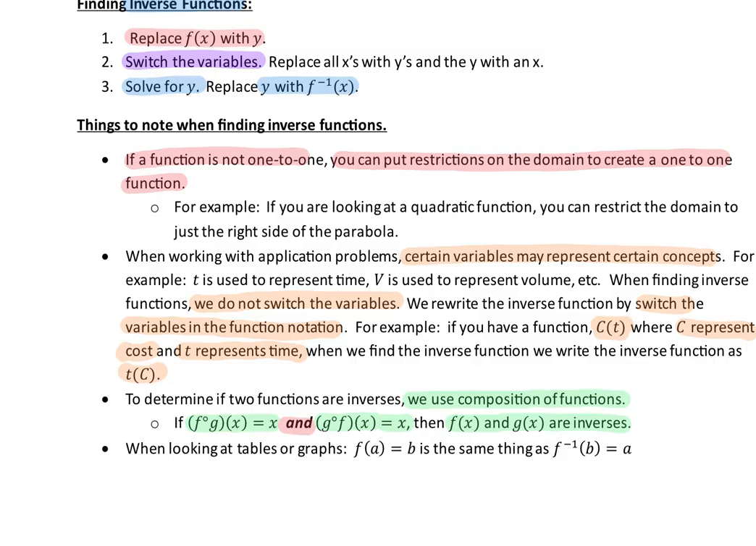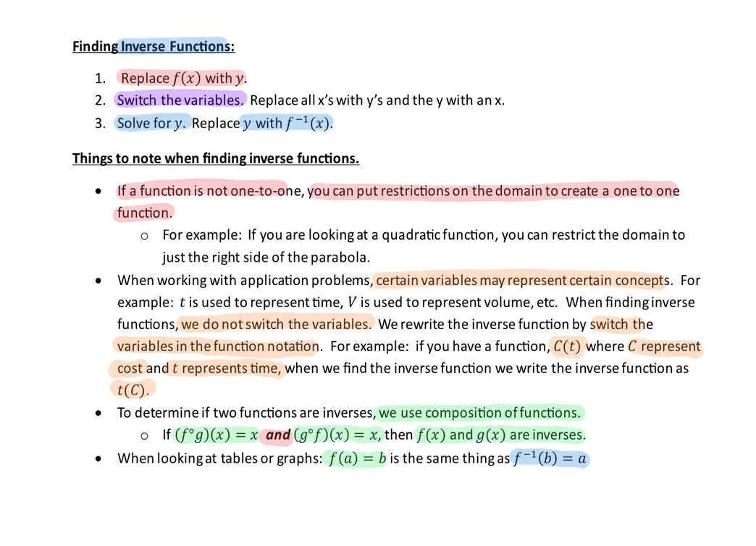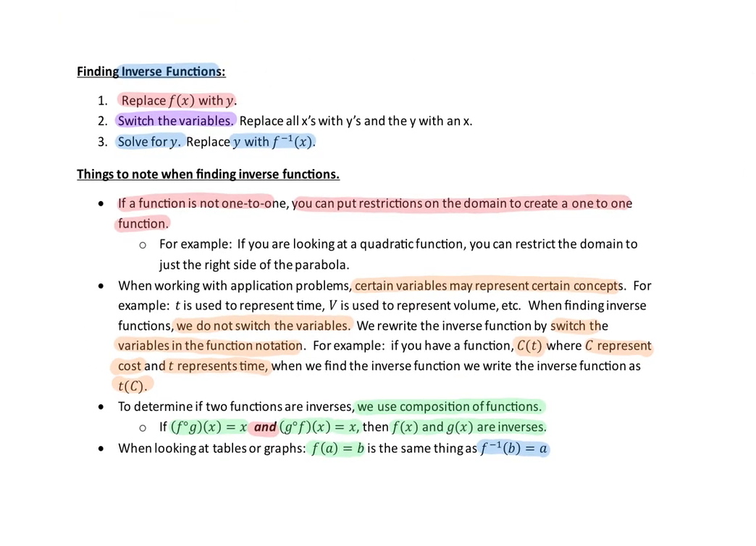Again, remember that when looking at tables, f of a equals b turns into f inverse of b equals a. We switch our inputs and we switch our function definition. f becomes f inverse, inputs become outputs, outputs become inputs. All right, so these are going to be some of the things that we play around with in this section.